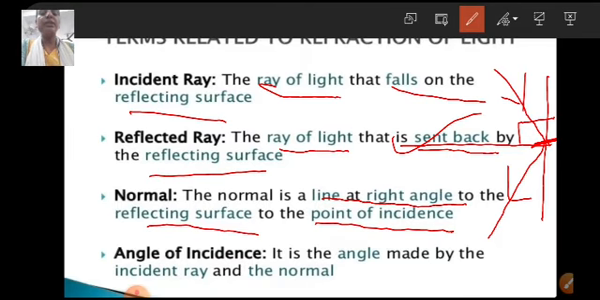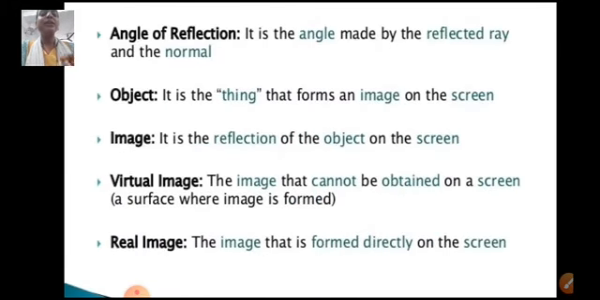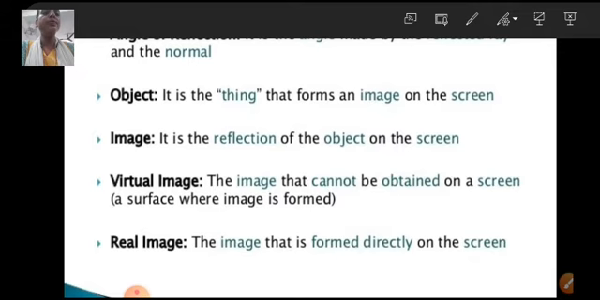Next we have the angle of incidence. It is the angle made by the incident ray and the normal. So this angle is the angle of incidence. Now next we have the angle of reflection. It is the angle made by the reflected ray and the normal. Next, object. It is the thing that forms an image on the screen. Next, image. It is the reflection of the object on the screen.